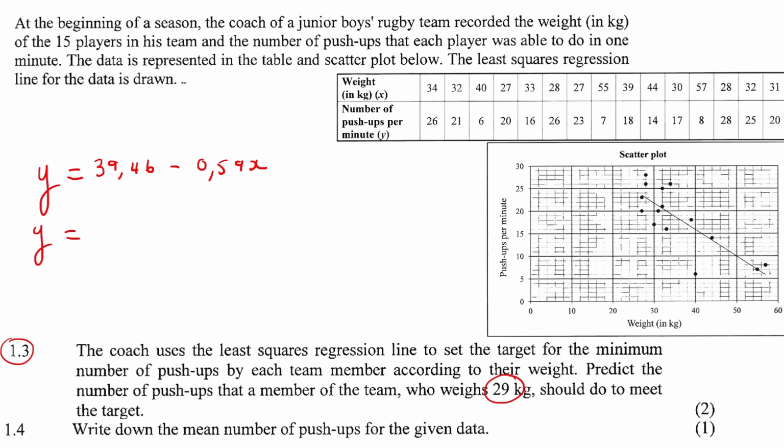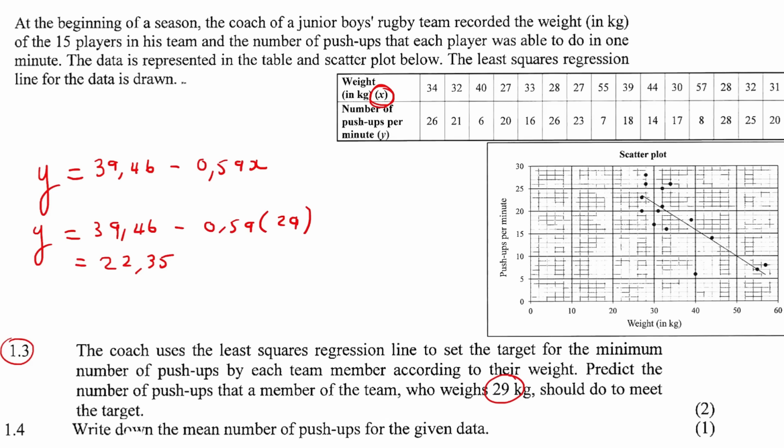Remember that the weight is in x, so they gave that to us. So we can just type in the x as 29, and then you can calculate that, and we get 22,35. And then I thought, you can't really do 0,35 of a push-up, so maybe we would have to round up and say 23, but then I checked on the memo and no, they just left it as 22,35. So it's a little bit weird. You can't really do a slight part of a push-up. Well, I guess you could, but you know what I mean.